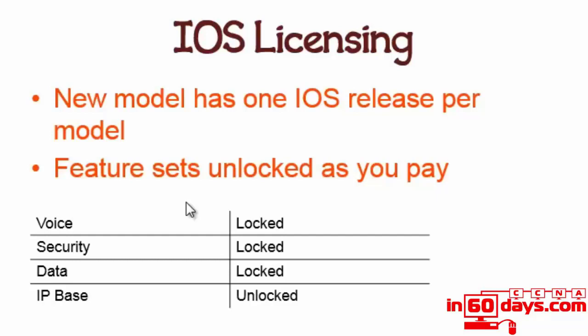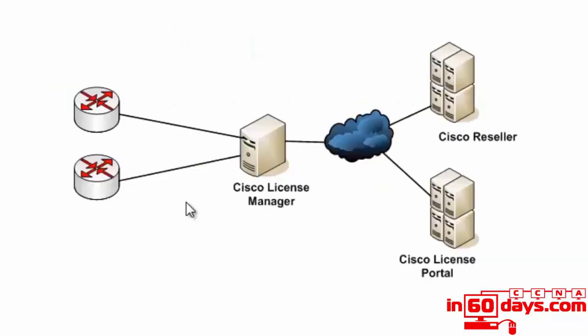So what Cisco have done is, for every new model, they've created one IOS, and you can unlock various features if you want to pay for them to work on your network for whatever reason. You already get, when you buy a router, an IP-based version, which should run all your basic networking. The data, which has got more advanced features, is locked. Security and voice are also locked.